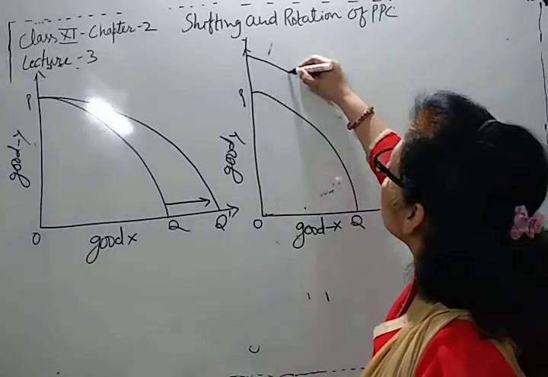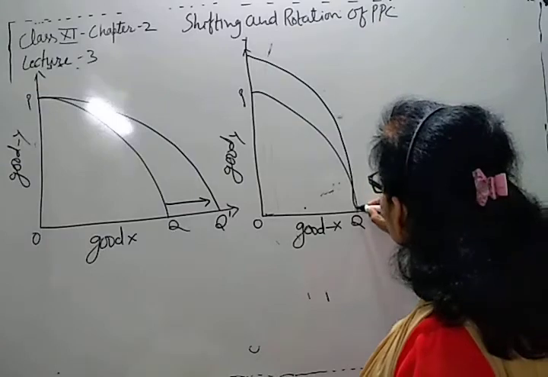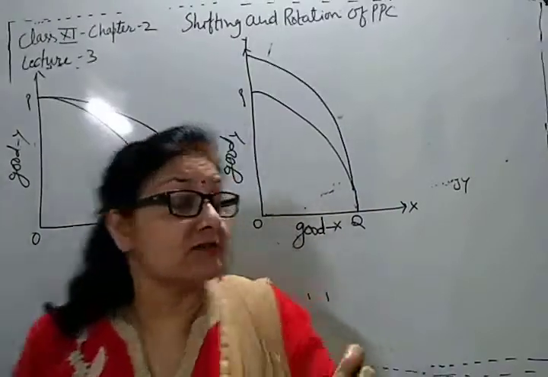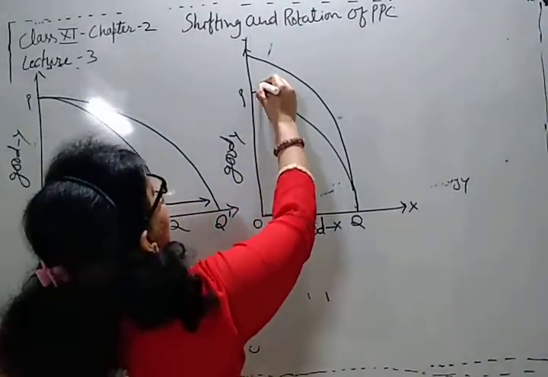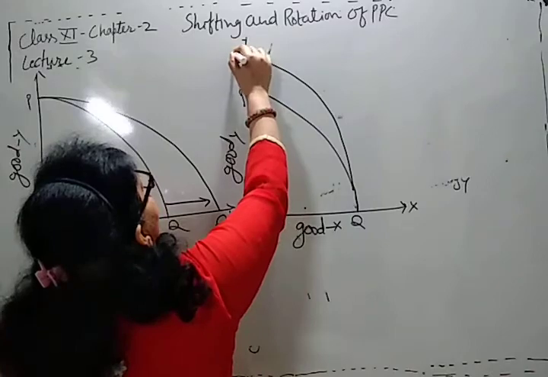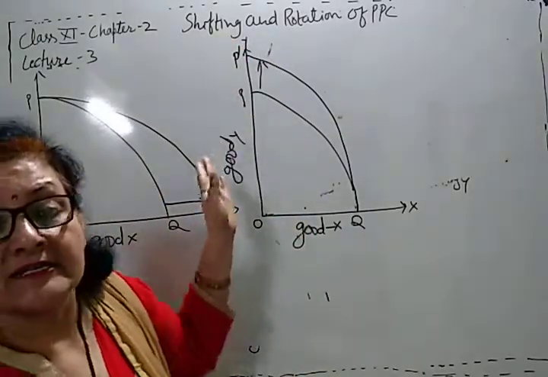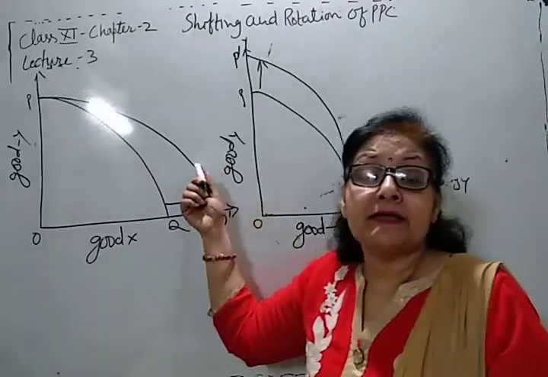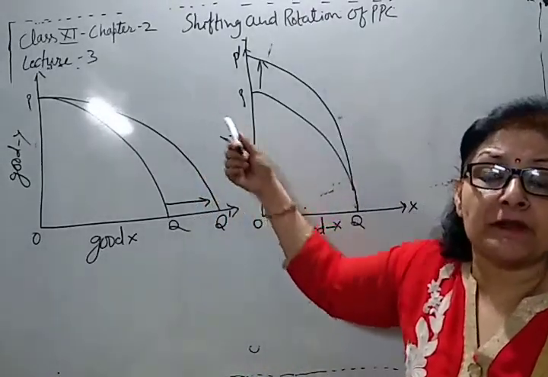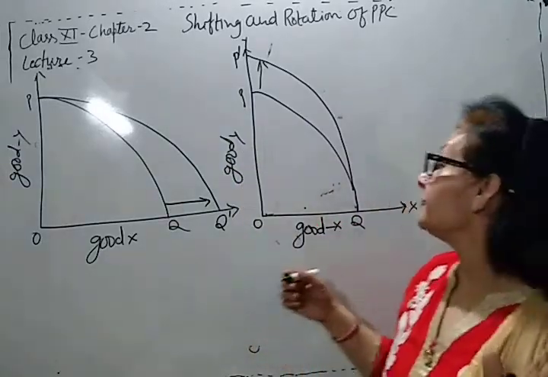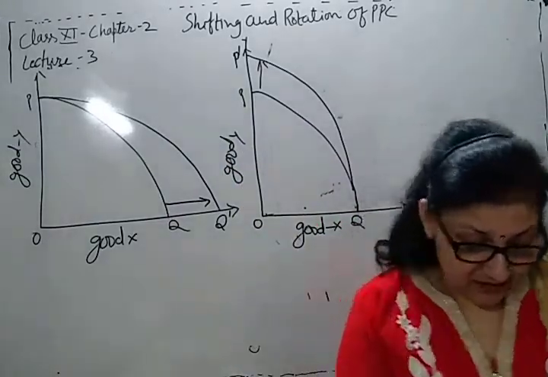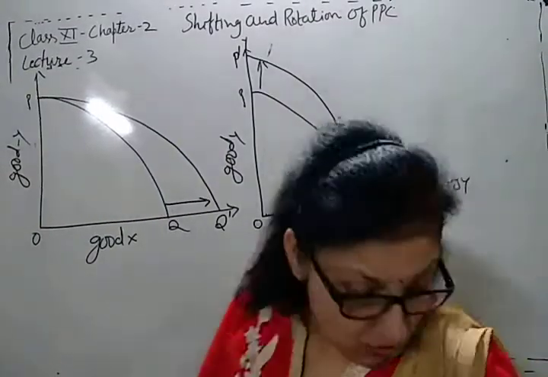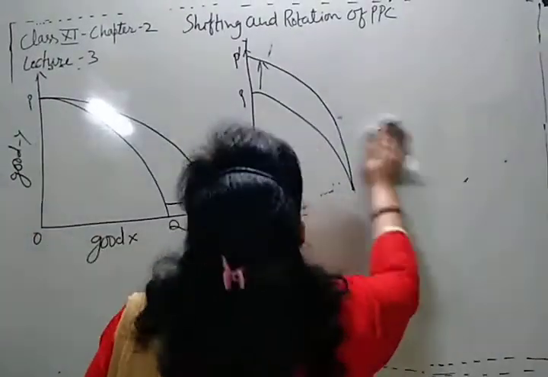Now, as the production of good Y increases, PPC rotates upward, showing the production of good Y increases as the efficient technology for good Y is developed or adopted by the producer. Clear, beta? Now come to another point. Two basic properties of PPC, or characteristics of PPC.